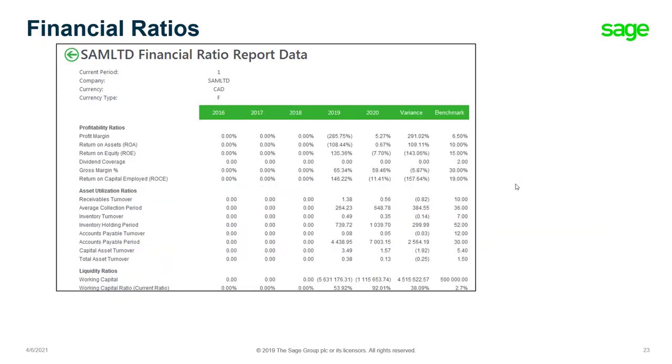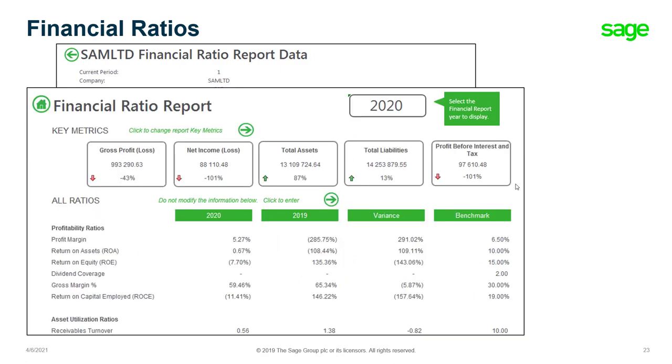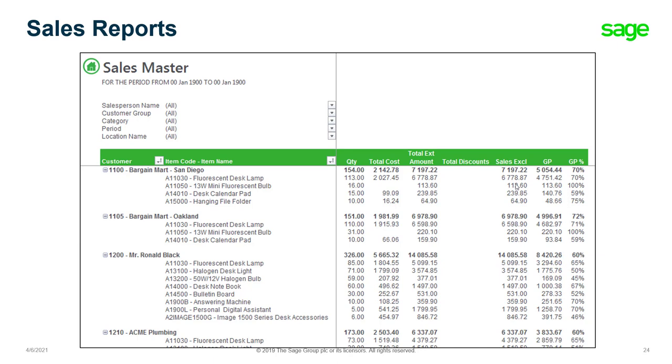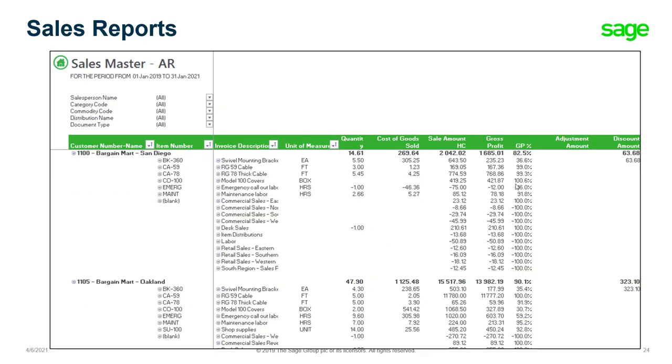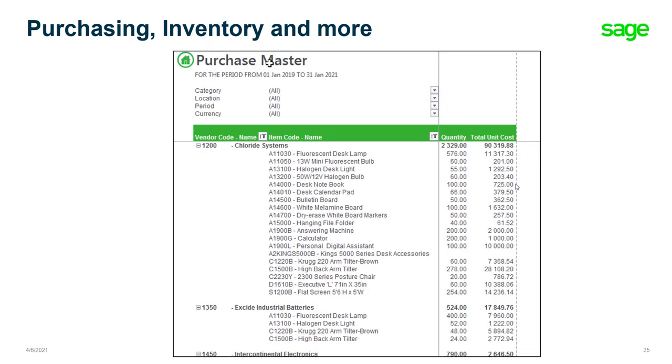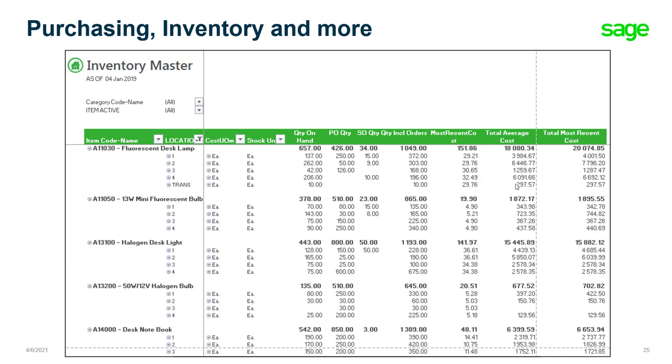So I'll just kind of run through some of these others. Your financial ratio, there's another dashboard for you. Additional dashboards that you can change by using the drop down. And sales reports, all kinds of information to help you make better decisions. Here's your additional sales report, sales dashboards, and then of course purchasing, inventory, and so many more options of reports that are available to you.